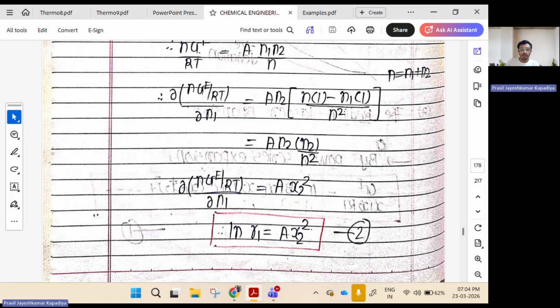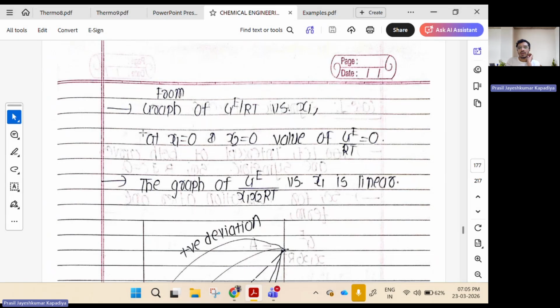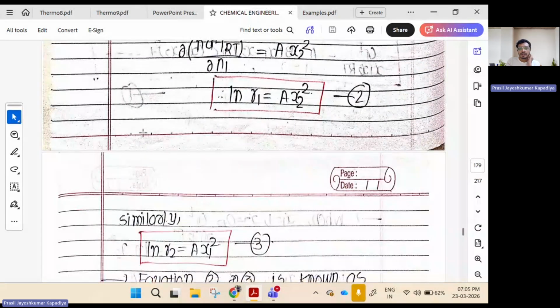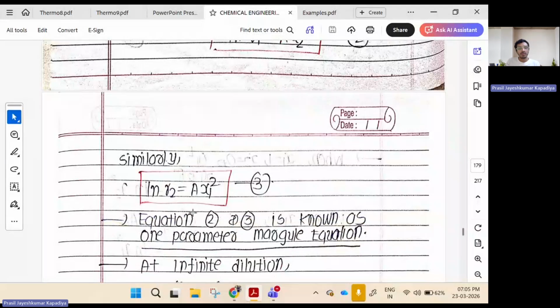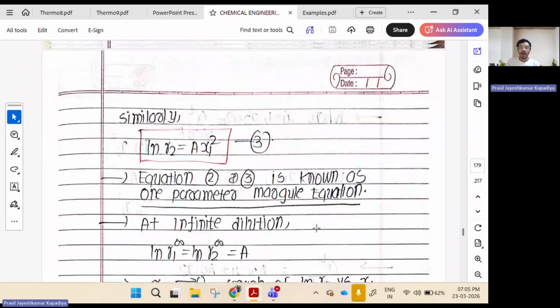We know that this term, del of nGE by RT by del n1, will give me ln gamma 1. So ln gamma 1 is nothing but A into x2 square. Similarly, ln gamma 2 will be equal to A into x1 square. This very simple form of equation is called the one parameter Margules equation.